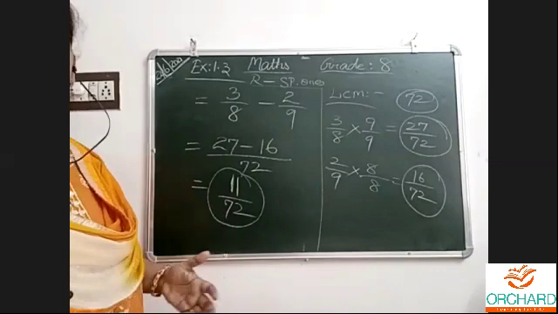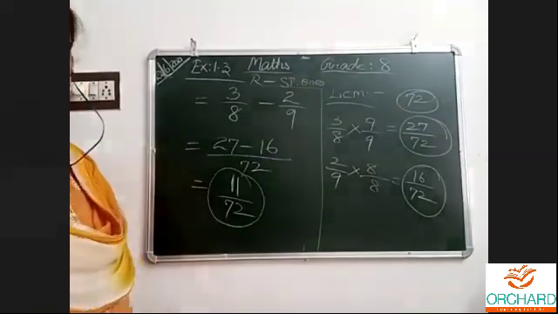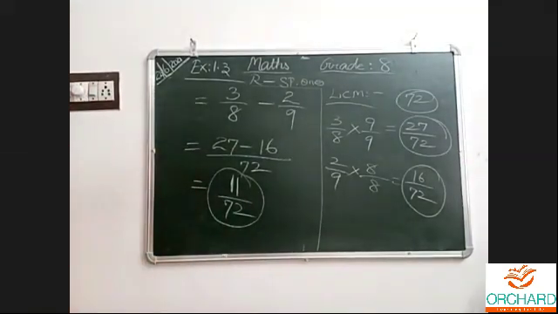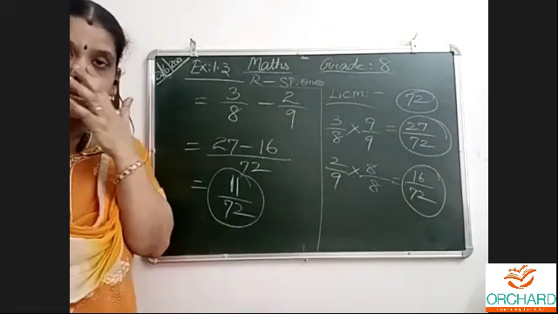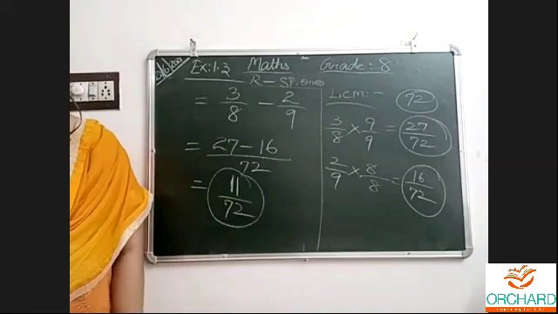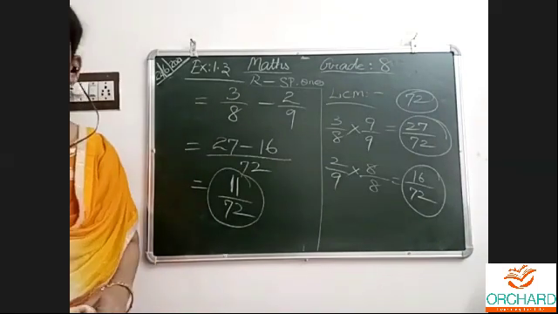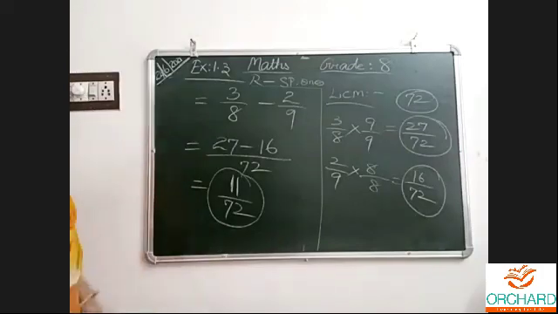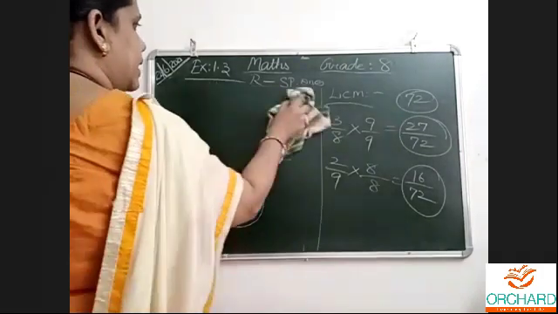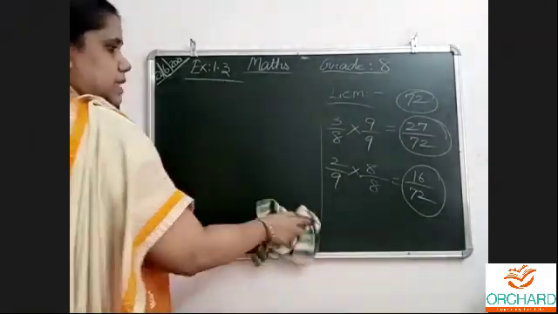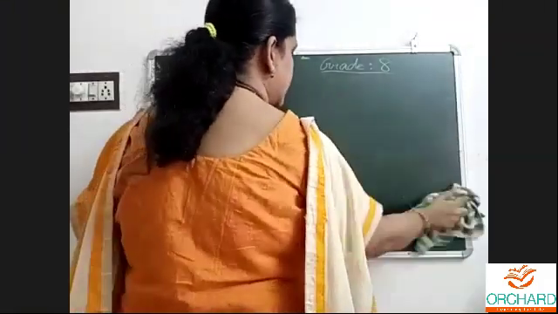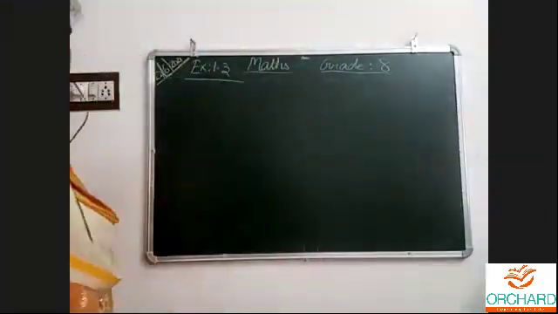So A was green marble, B one was this answer. Understood clearly? This is the question. Word problem will be like this only. The last question of this chapter. We have completed the first chapter, rational numbers. 3 exercises we completed.